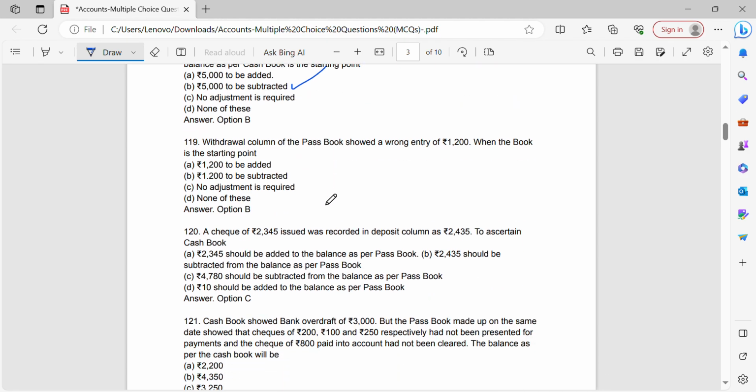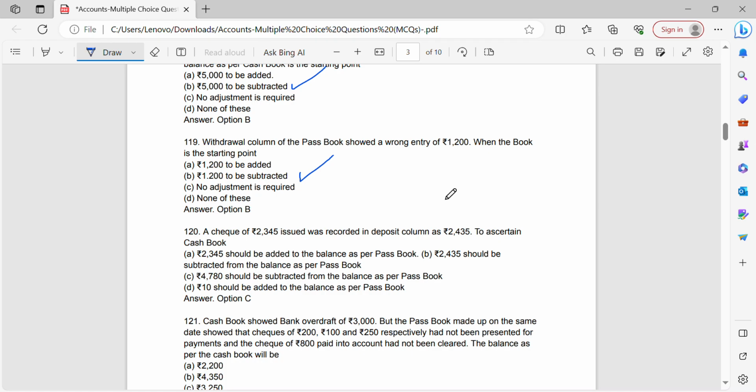Withdrawal column of the passbook showed a wrong entry of rupees 1200, when the passbook is the starting point. Rupees 1200 to be added, rupees 1200 to be subtracted, no adjustment is required, none of this. Answer is B, rupees 1200 to be subtracted.